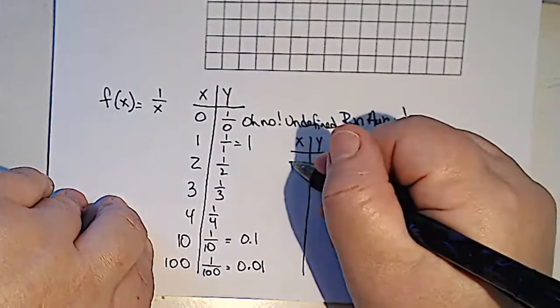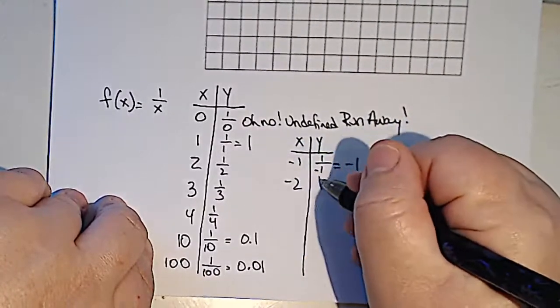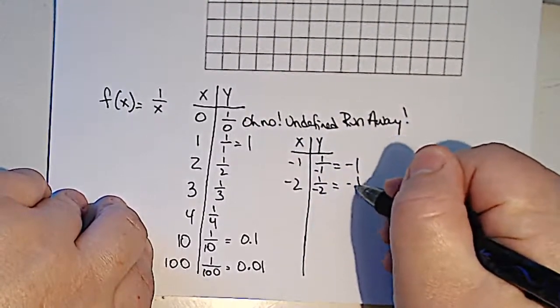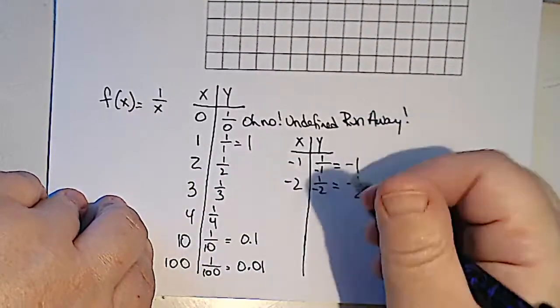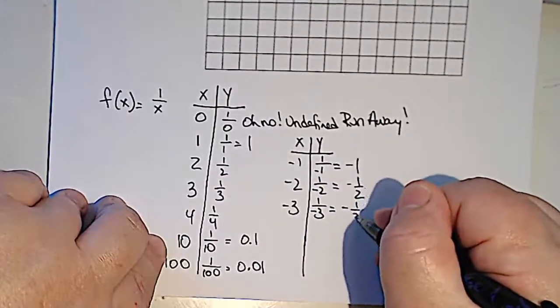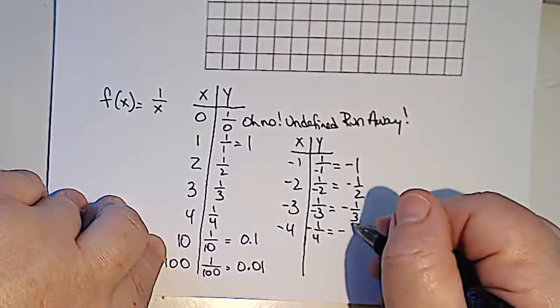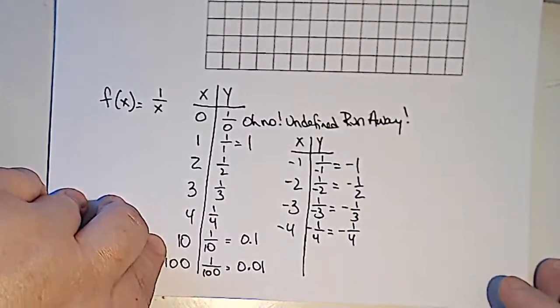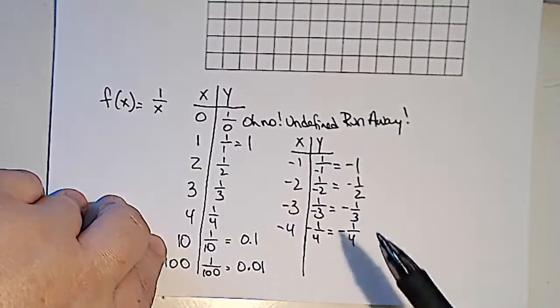I'm going to try -1. 1 over -1 is -1. -2. 1 over -2 is -1/2. I see a pattern here. -3. 1 over -3, -1/3. -4. 1 over -4. Oh, sorry, I jumped the gun there. I'm giving answers away. But basically, it does exactly the same thing, but in a negative way.